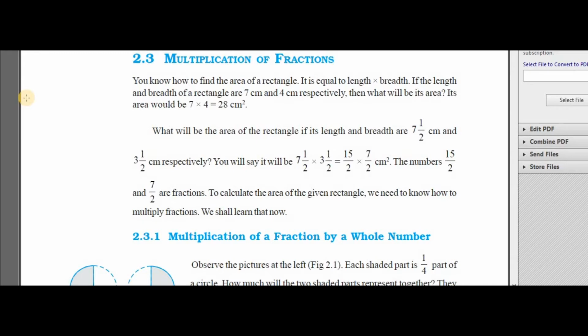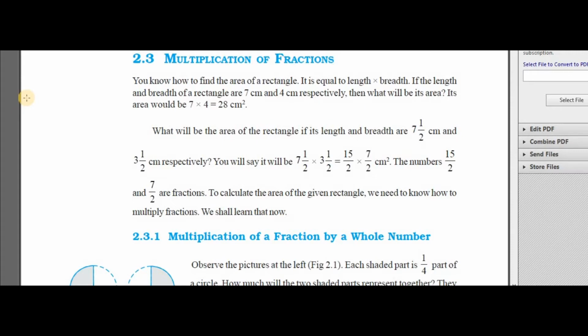Okay students? So first, what he's asking us here: you know how to find the area of a rectangle? Yes, it is equal to length into breadth. If the length and breadth of a rectangle are 7 centimeters and 4 centimeters, then what will be the area? Of course, we will do multiplication. 7 4s are 28 square centimeters.